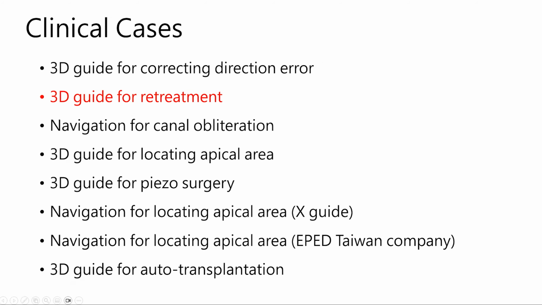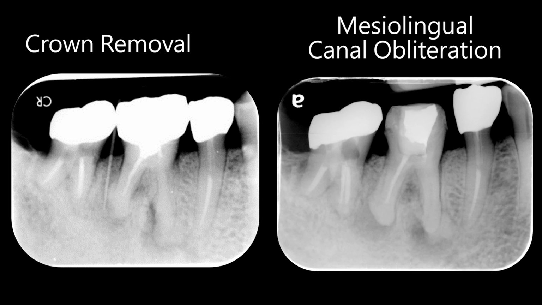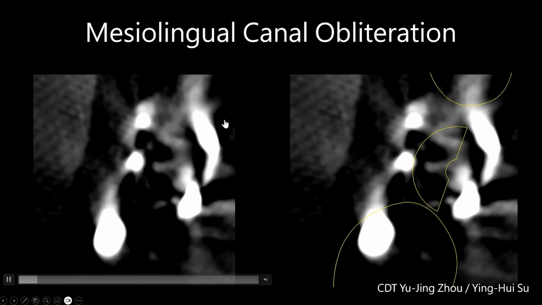We use the 3D guide to do the retreatment. And this is the tooth, and the patient has some symptoms, and we did sinus GP tracing. Okay, so we decided to remove the crown and do the endodontic retreatment, but we encountered mesiolingual canal obliteration.